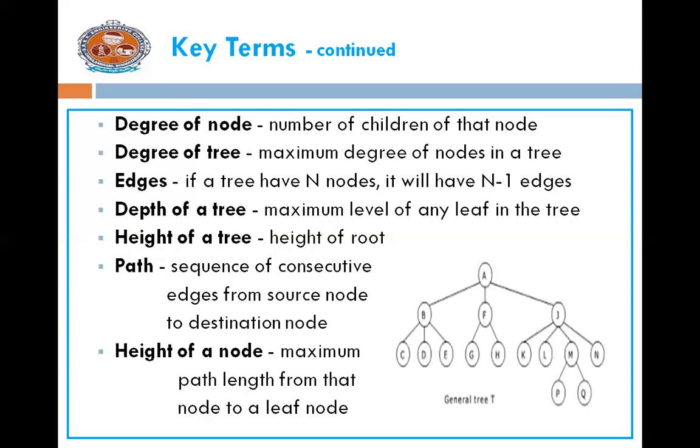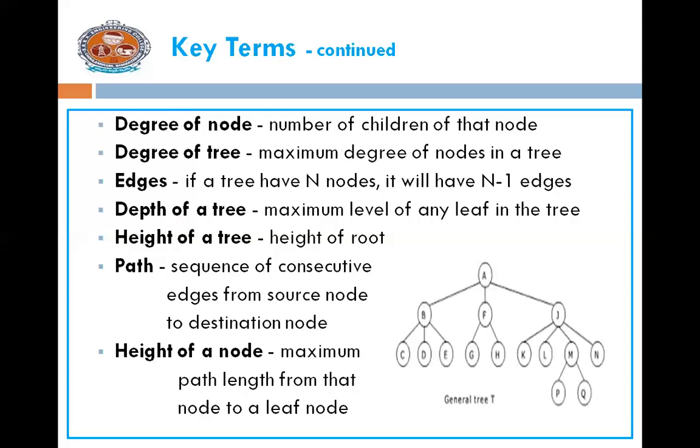The next one is edges. If a tree has n nodes, it will have n minus 1 edges to connect all these nodes. So this is a very important point you have to remember considering nodes and edges. If a tree has n nodes, how many edges? N minus 1 edges. This is a very important point to remember about trees.